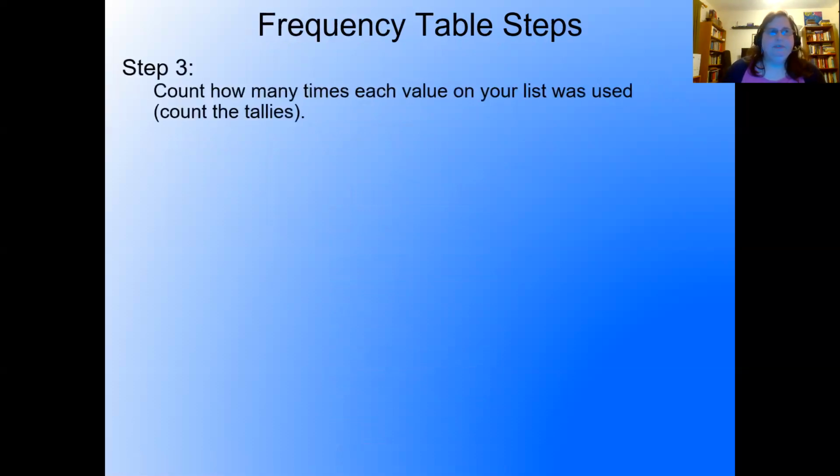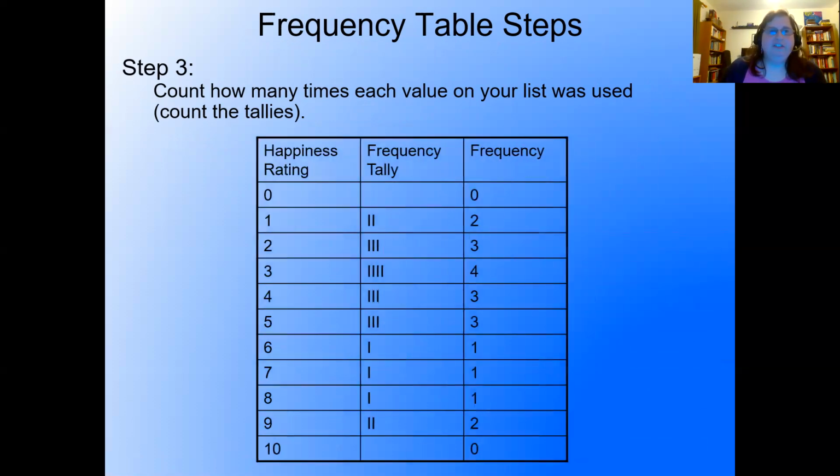Okay. Next step, just count how many times each value on the list was used. In other words, count the tallies. Okay, so 0 here, 2 here, 3 here, 4 here, 3, 3, 1, etc. So we're just getting our frequencies by counting up our tallies. Now, incidentally, it's tempting to skip this little tally step and just jump into the frequencies, but it's easy to make an error that way. It's easy to miss a data point if you just go through and say, okay, how many zeros and go across, how many ones and go across. So I recommend the tally method.